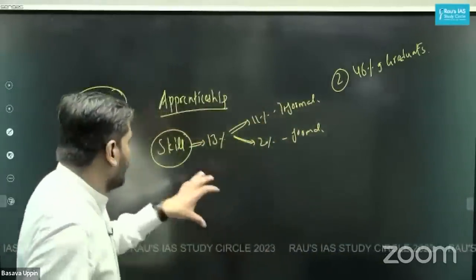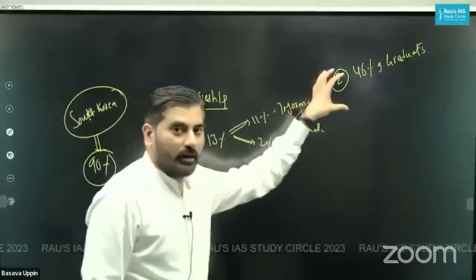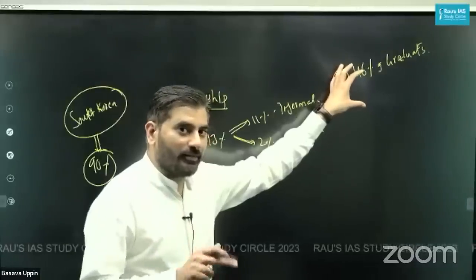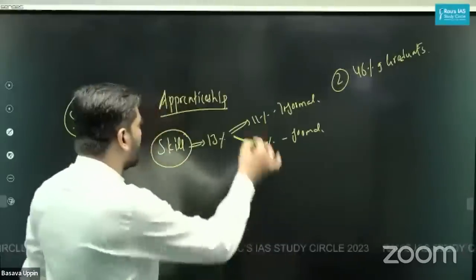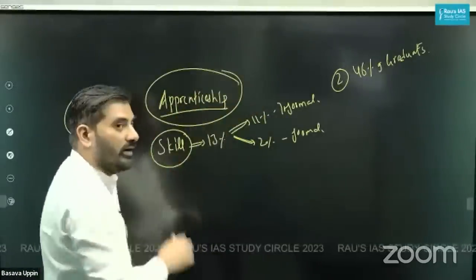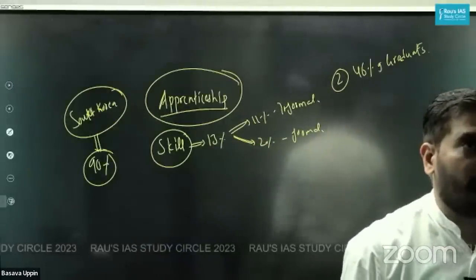So on one hand, we have fewer people who are skilled, while on the other, many people coming out of colleges are not employable. Because of these two reasons, we need to promote apprenticeship. Understood this point, all of you?